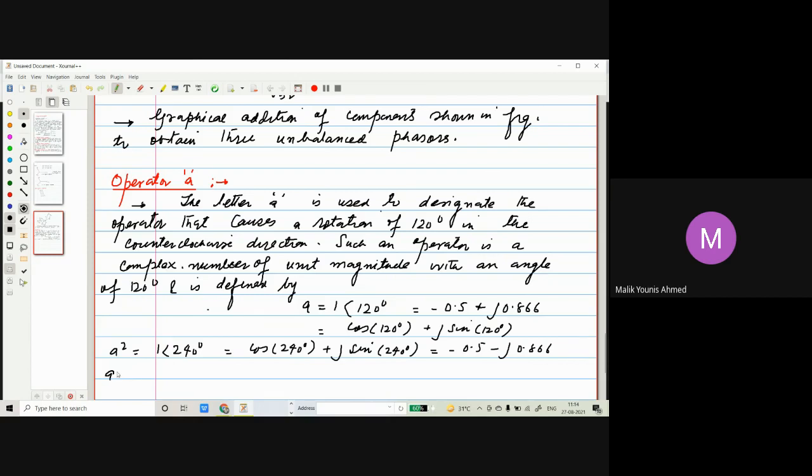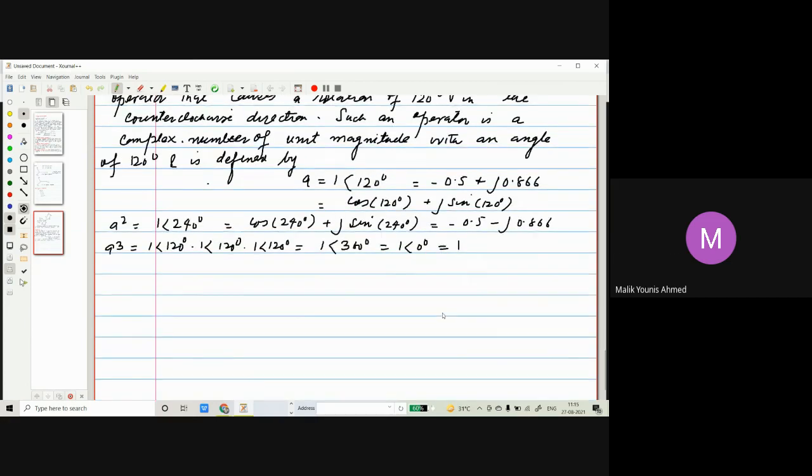Similarly, if you have to find A cubed, A cubed will be again 1 at an angle of 120 multiplied by 1 at an angle of 120 multiplied by 1 at an angle of 120. So magnitudes will multiply each other in polar and angles will add. That will be 360. So that 360 means 1 at an angle of 0. So A cubed will be equal to 1. 360 is a complete rotation. Again, we can write it as reference value 0 degrees. 0 degrees and 360 are the same because we are coming back to the same place. So that will be 1. So this is second.